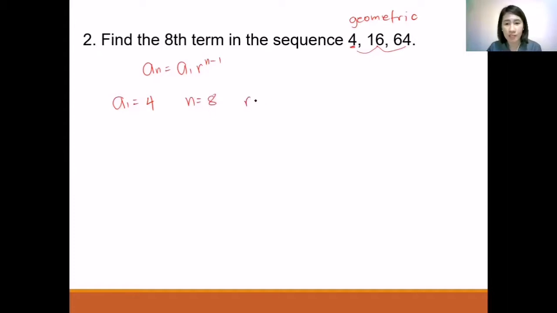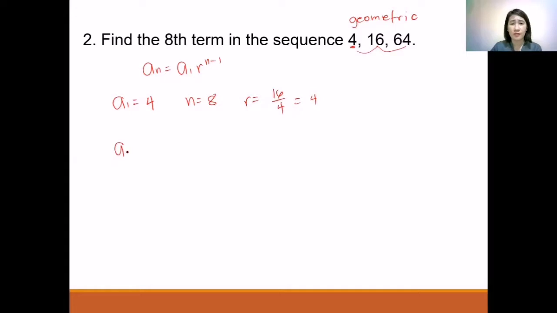And our common ratio r, so what number are we multiplying to generate the next term? Or we simply divide the second term by the first term, 16 divided by 4. So that means your common ratio is 4. So let us now solve using the formula.